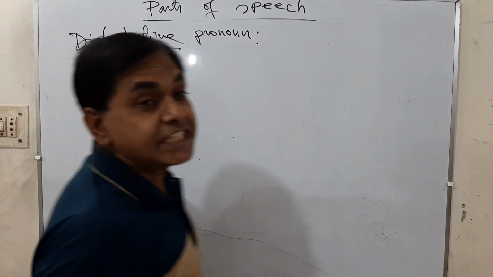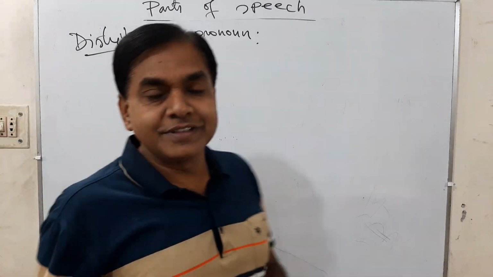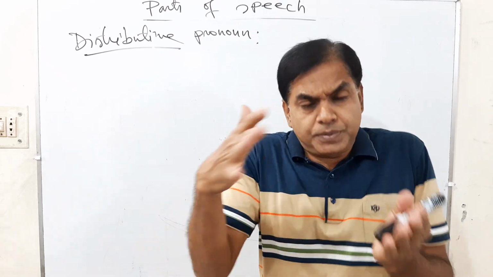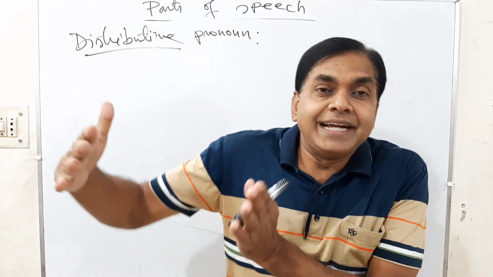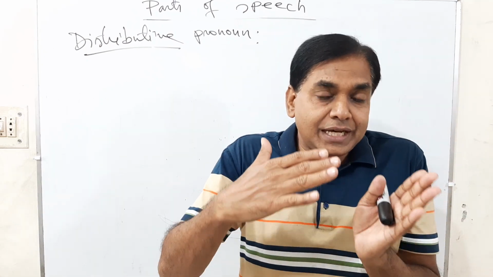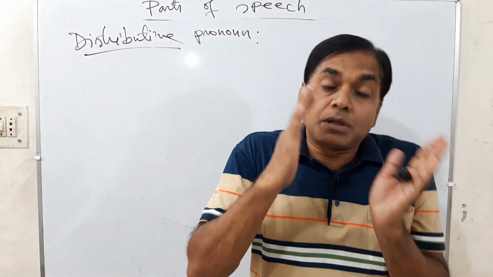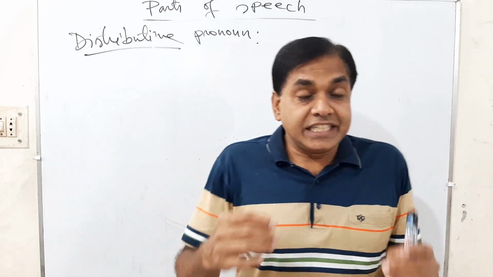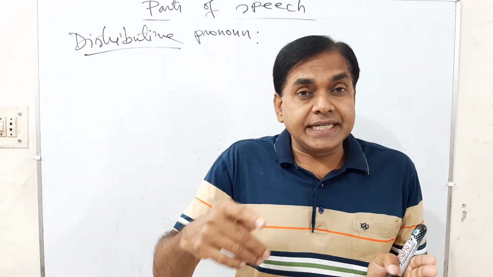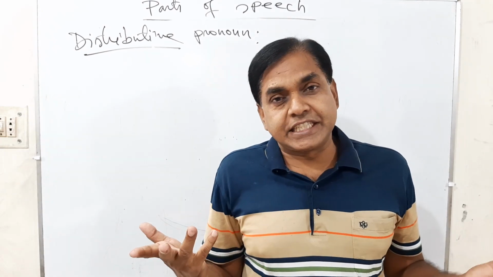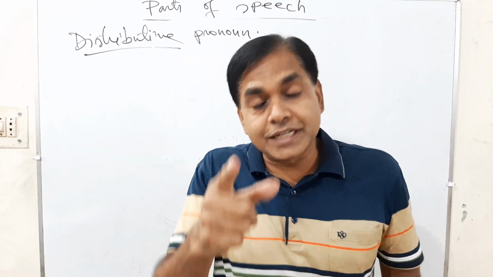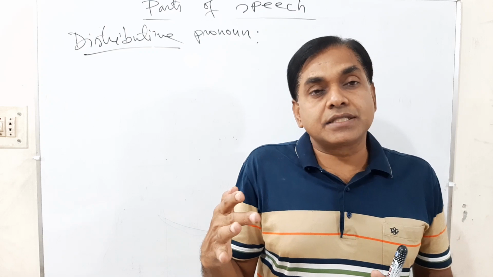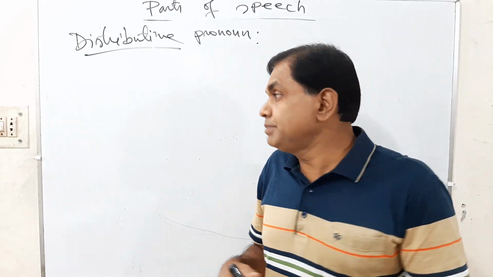It's nice. What do you mean by distribute? Distribute means divide. So the pronoun which will be used to divide from one to other, from one place to other place, from one person to other, from one thing to other, we call it distributive pronoun. Distribute is a verb, it indicates the division of anything. Distributive is an adjective. Distributive pronoun is a noun. Okay, so the pronoun which will be used to distribute something, some person or the others, we call it distributive pronoun. Look at it.